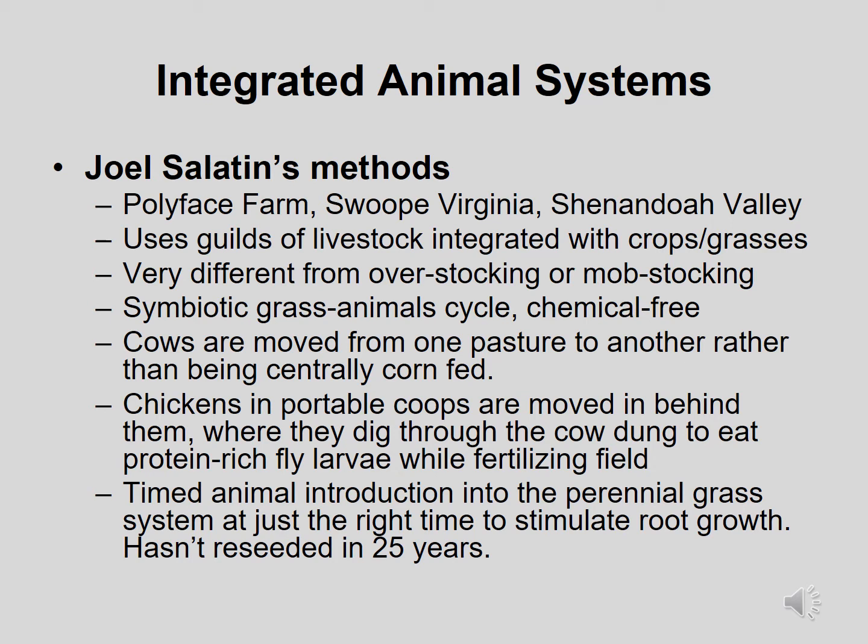For the example that Joel uses with his cows, they're moved from one pasture to another rather than being centrally fed on corn. So they're free roaming and grazing in a field, and then when that field starts to become depleted, they're moved to a nearby paddock. It's more how naturally, it's more the intrinsic characteristics of these grazing animals to migrate to the better food sources as their food sources run out.